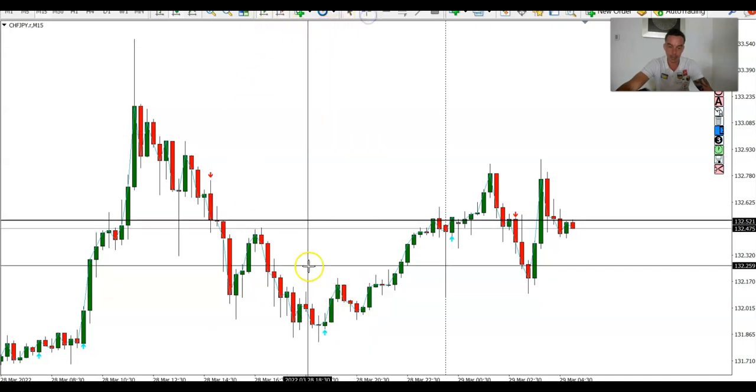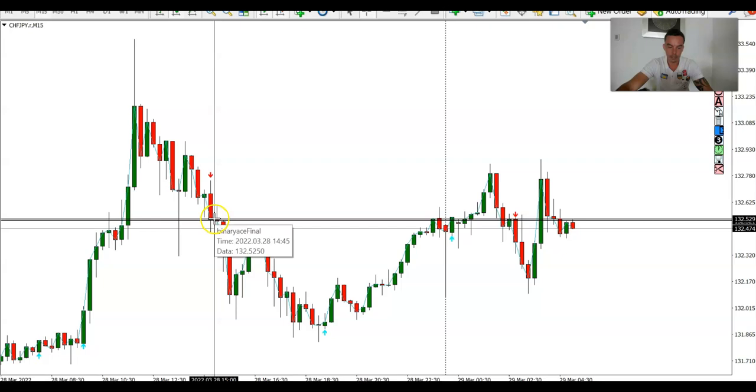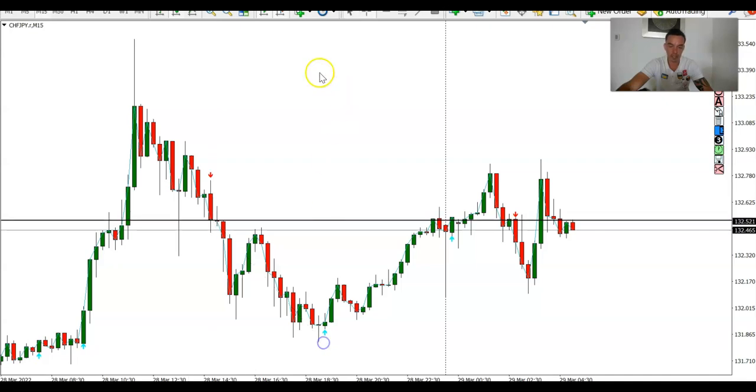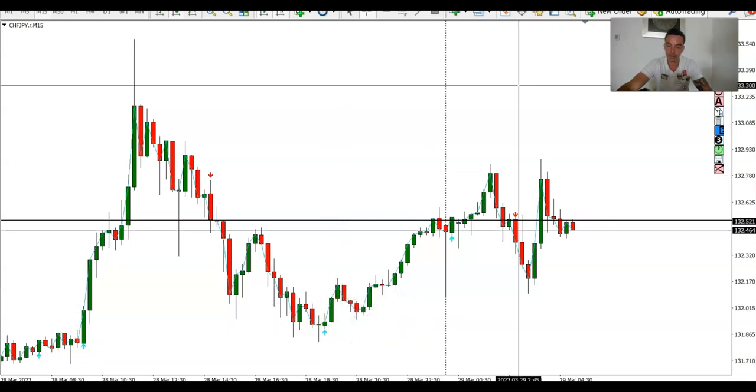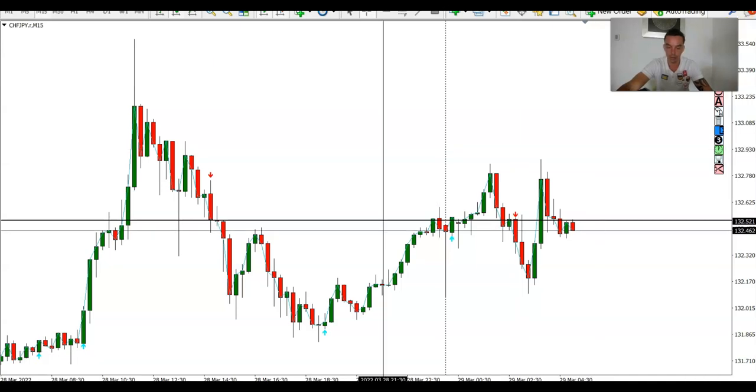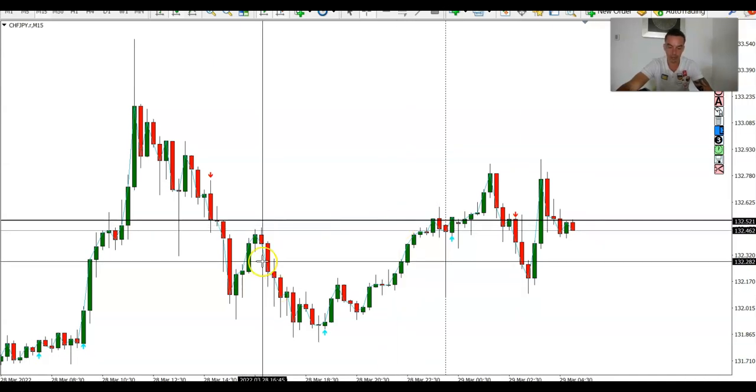Okay, and the entry was here in the close of this 15-minute candle, and a nice day trade. The max drop there was 70 pips. It did start to go against me a little bit more, so I closed out and got around 50 pips profit on it. Okay, but again, from the start we had locked in 20 pips.